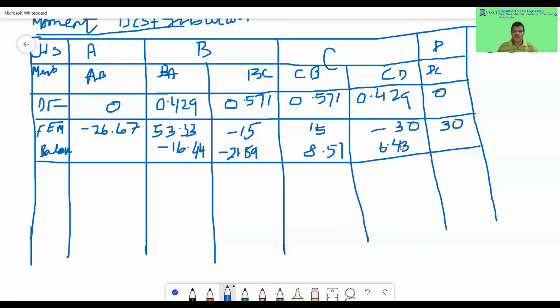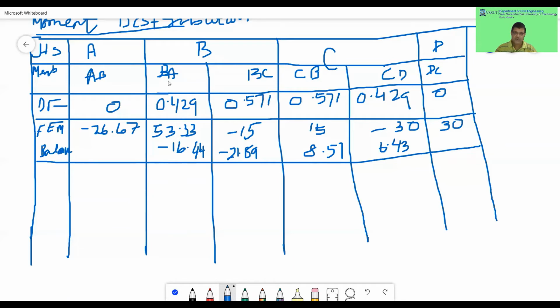So I think now you are clear, because both ends are fixed. So there is no joint balancing prior to balancing all the joints. So let us come to the joint B.